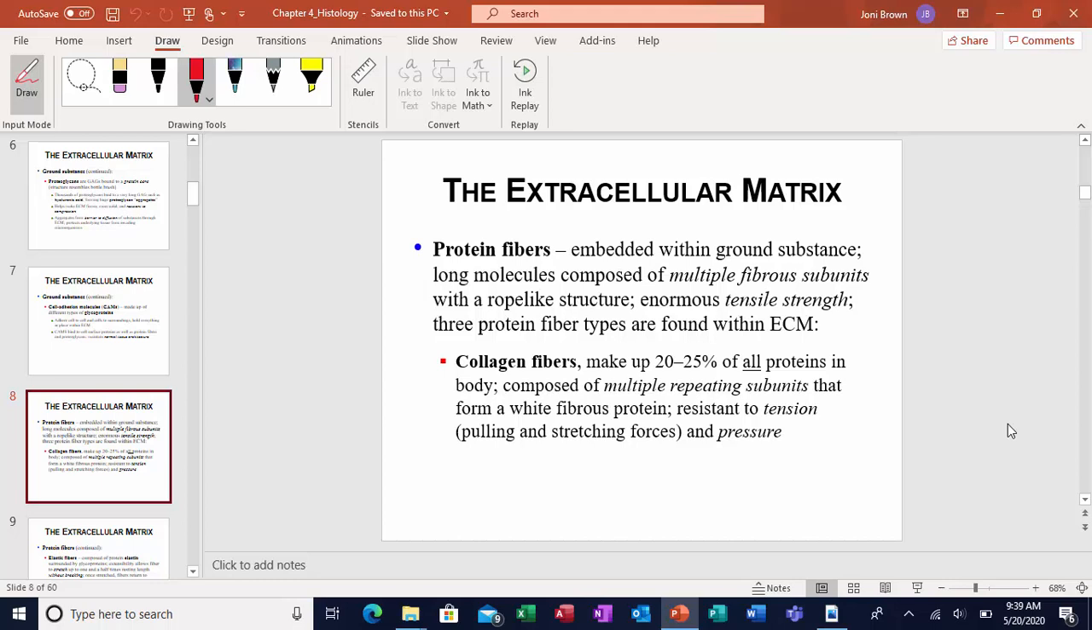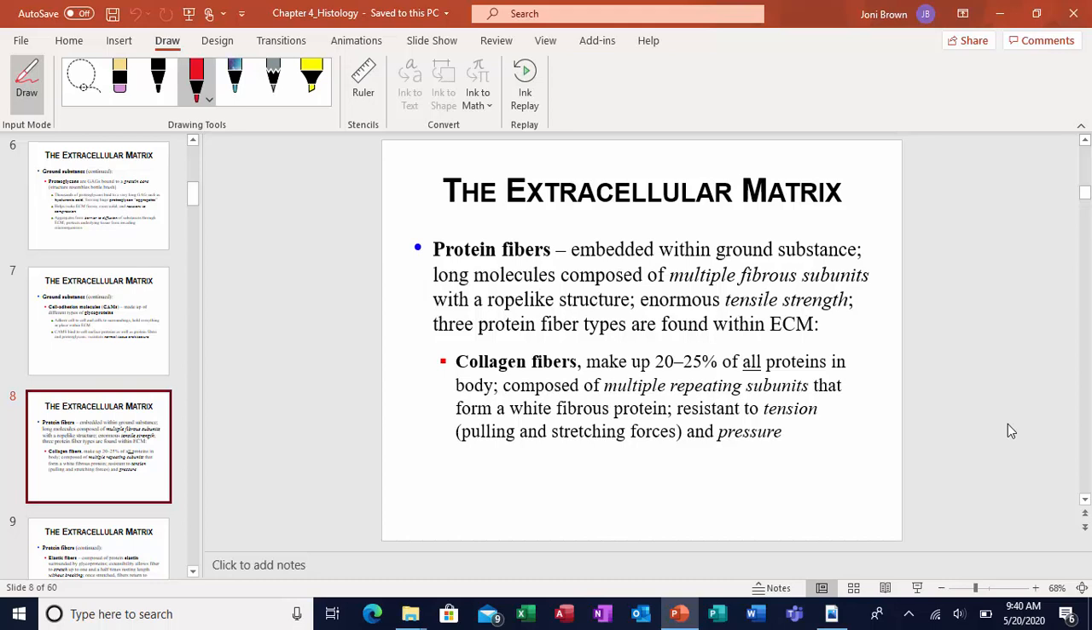You have this white fibrous protein, and you have lots and lots of it together to resist a lot of pulling and tension and stretching and pressure. This is what you would find a lot of in your tendons and ligaments. I always like to use the analogy of the big rope that you used at field day when you were in elementary school for tug of war. You couldn't break that rope because it was made of all these fibers that were woven together. That's what collagen fibers are like.